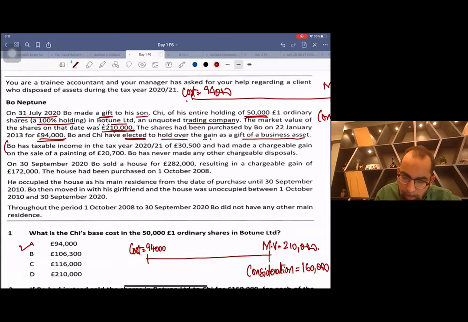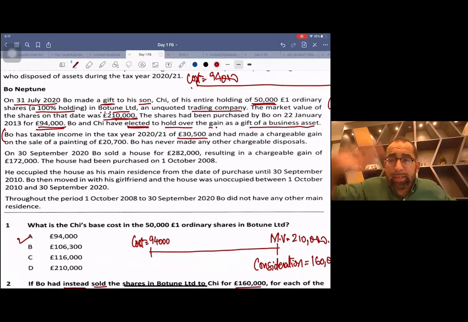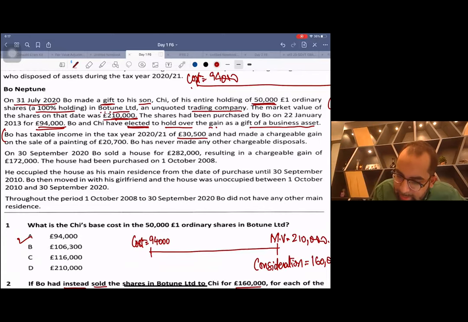Students, please. Bo has taxable income in the tax year of 30,500. Taxable income means non-savings, interest and dividend income is 30,500. And he made a chargeable gain on the sale of a painting. Painting means it's not RPG, it's not a property, it's not BADR or QG. So it's NG. The gain on the painting is a normal gain. So 20,700 is your gain.